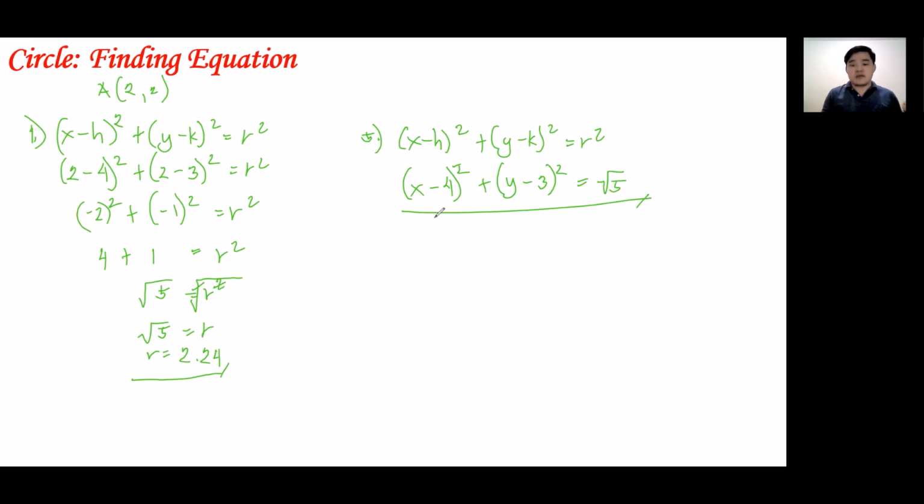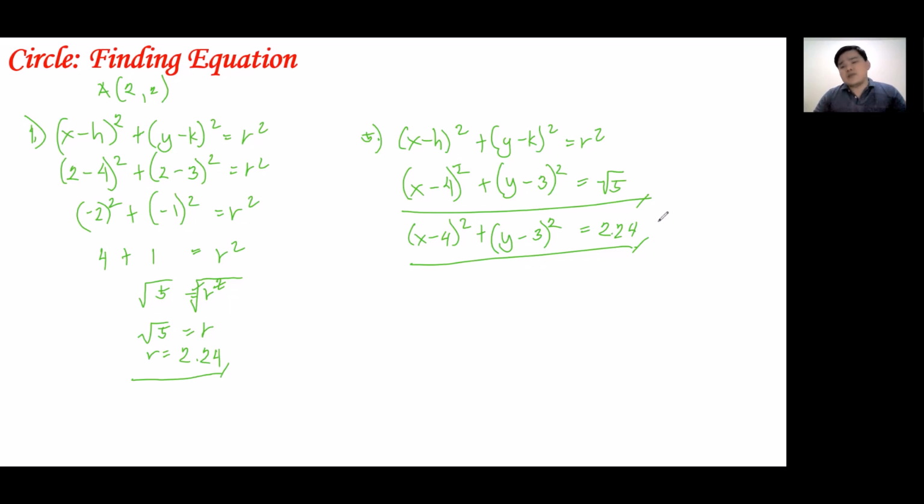Or you may simplify this one. This will become (x minus 4) squared plus (y minus 3) squared is equal to 2.24. Okay, so these two answers are both equal actually. Any question about finding the equation of a circle using 3 points? I think it's so easy for you to solve for the equation of the circle using 3 points, using this technique on how you're going to find the equation in standard form.